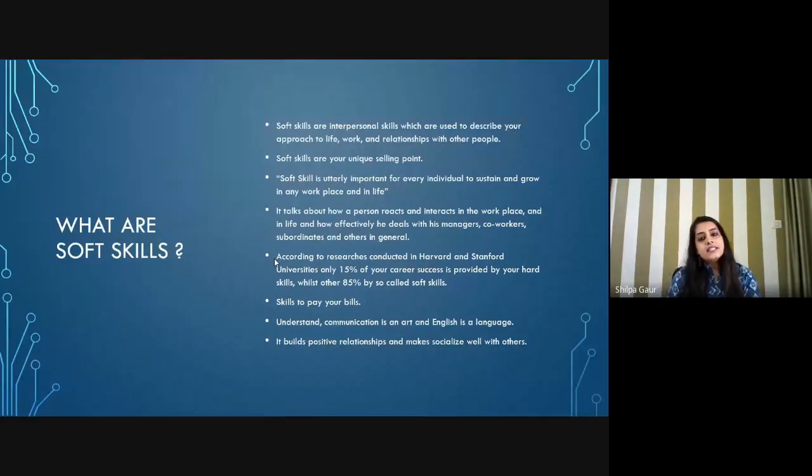And soft skills are utterly important for every individual to sustain and grow in daily life also, right? आप daily life में जिस तरह से बात करते हो, deal करते हो, that really matters a lot. It also talks about how a person reacts and interacts in the workplace and in life, how effectively he deals with his manager, co-workers, subordinates and others in general.